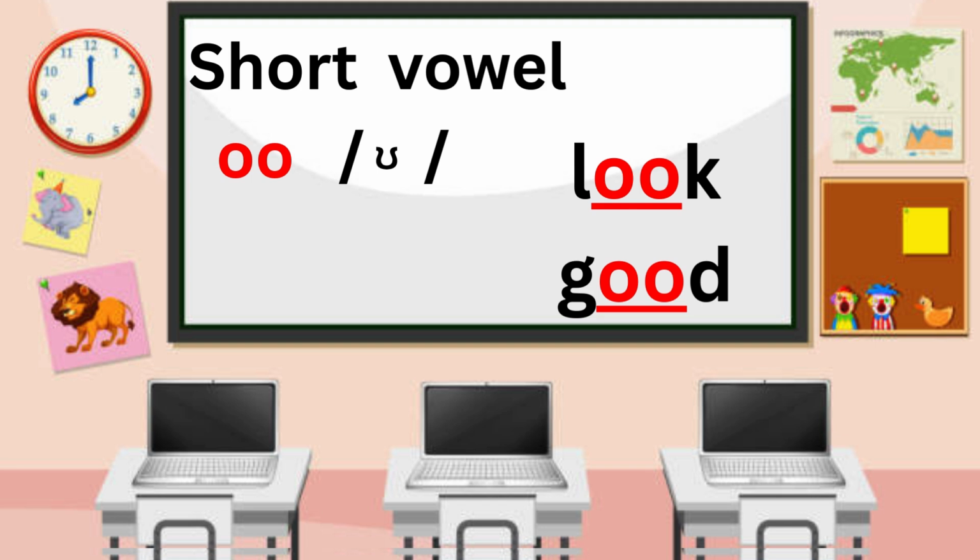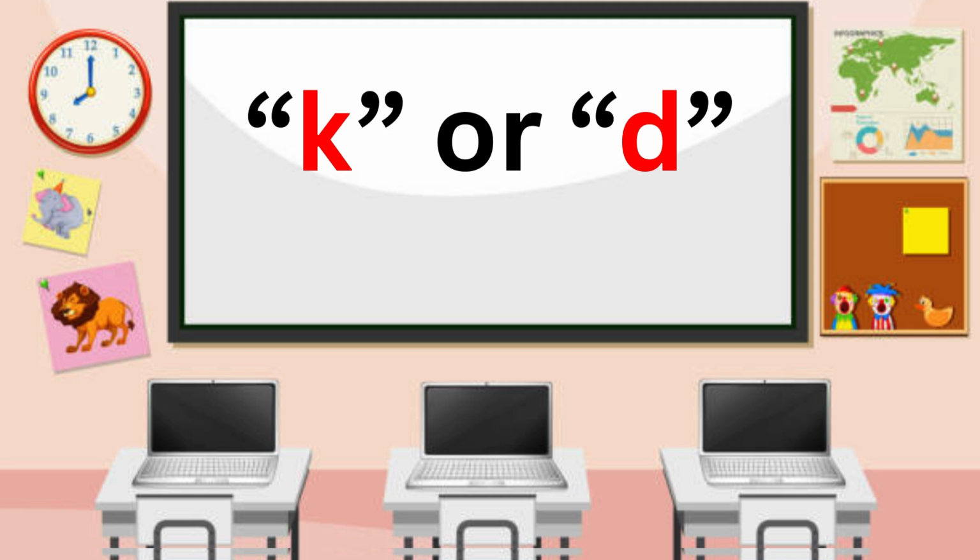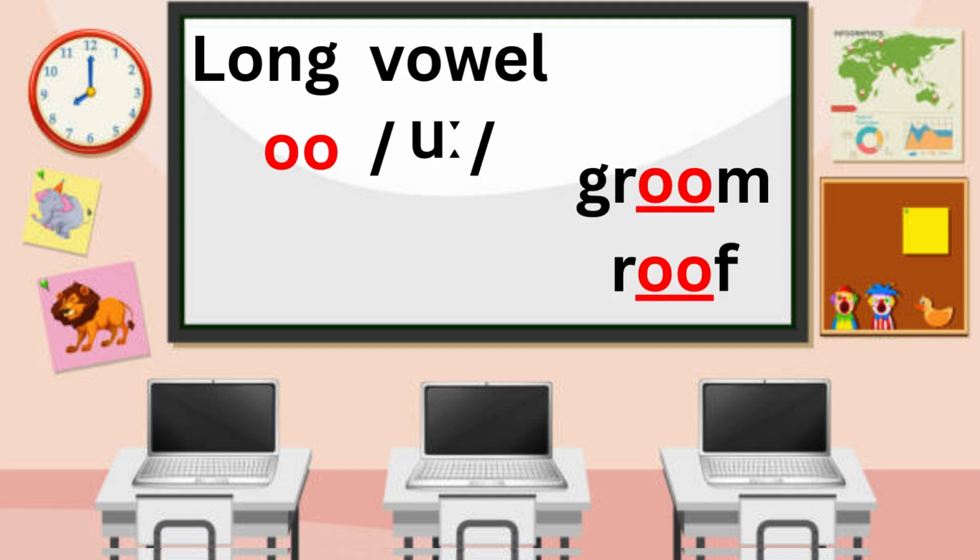2. When the word ends in any other letter than the letter K or the letter D, it makes the long vowel sound "oo", like groom, roof.